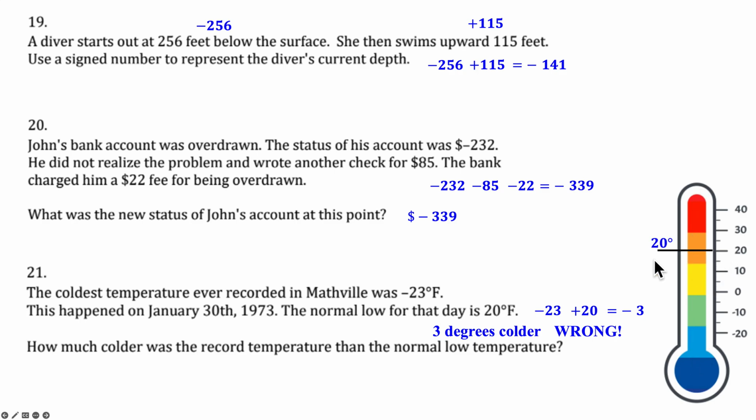So here's my 20 degrees. Here's my negative 23 degrees. I want to find the distance between these two, the difference between these numbers, big minus small. It's 20 minus a negative 23, which becomes a positive 23. And that's 43 degrees. How much colder was the record temperature than the normal low temperature? It was 43 degrees colder, not 3 degrees colder. Okay, and that takes care of 1.2a.